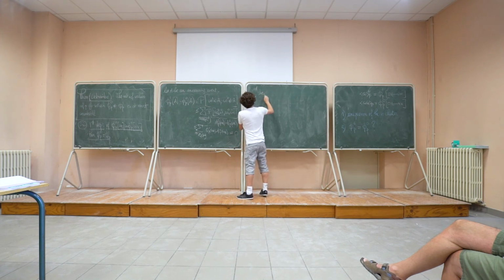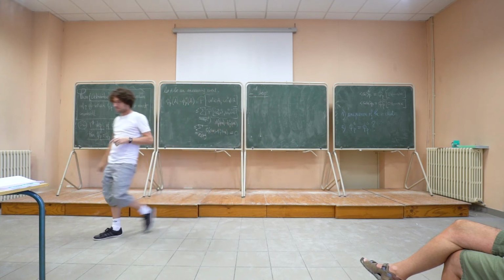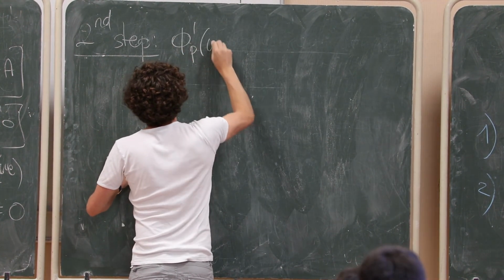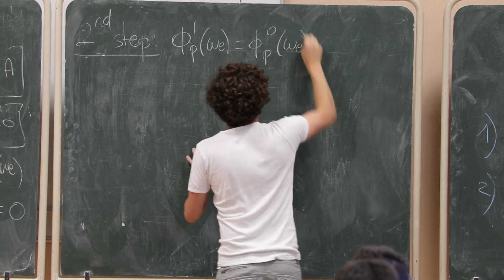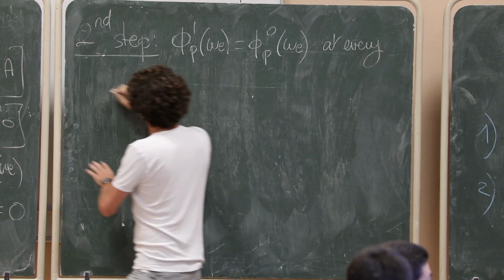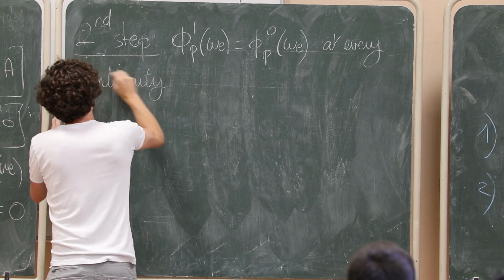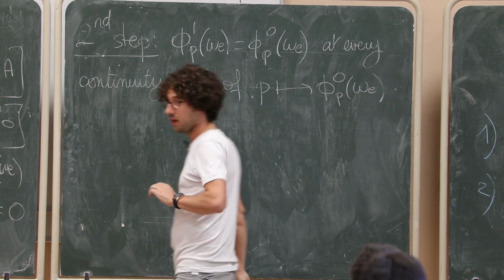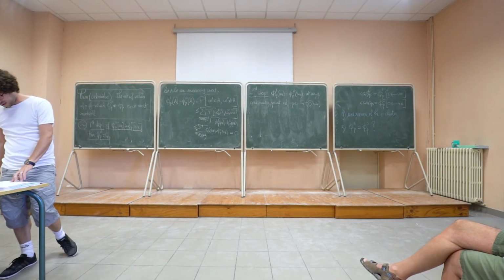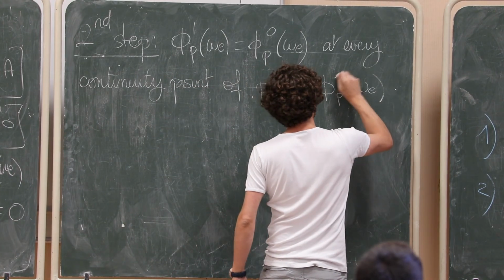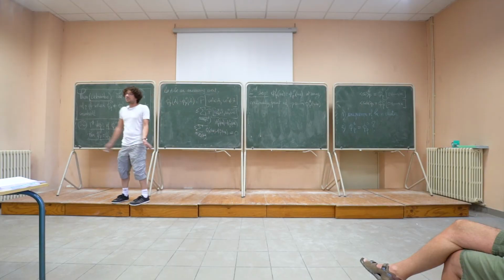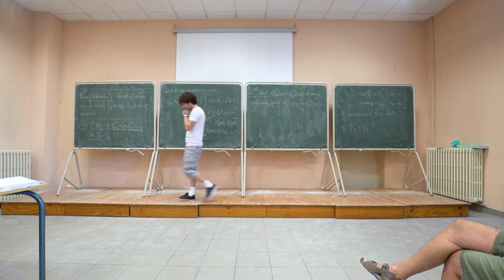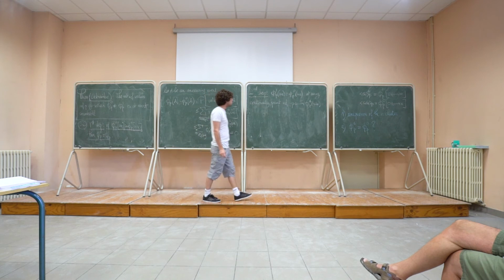Second step is that if phi 1 p of omega e equals phi 0 p of omega e at every continuity point of the map p, this concludes the argument, since this function is non-decreasing, so it has at most countably many discontinuity points. Okay, so how will I do that?